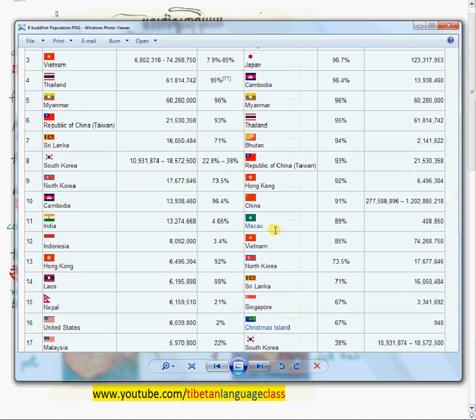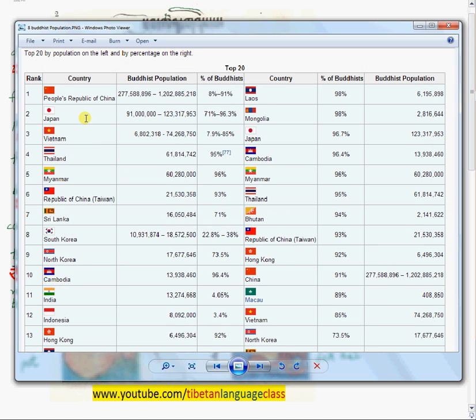And this is a stat I found online. Basically, this shows the top 20 Buddhist countries by population on the left hand side, and then on the right hand side the percentage of Buddhist population in each country. So at the top you have People's Republic of China, and the population at the minimum, it's believed 277 million are Buddhists, and at the maximum it could go all the way to 1.2 billion people. And the percentages could be anywhere from 8 to 91%.